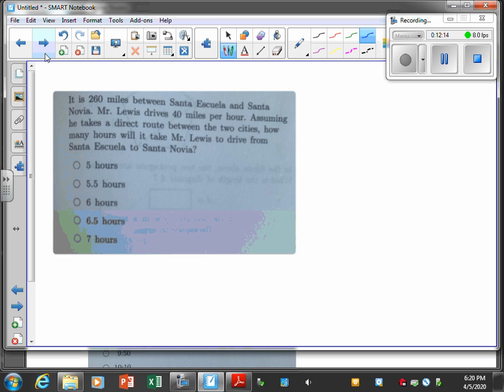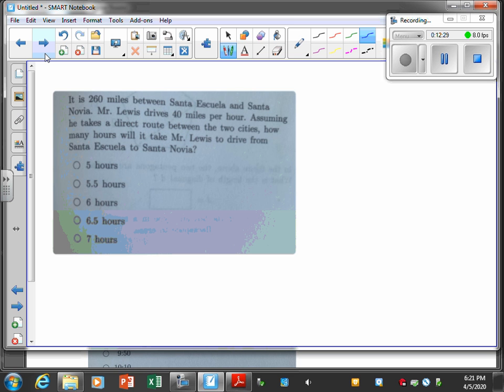260 miles between Santa Escula and Santa Novia. Mr. Lewis drives 40 miles per hour. Assuming he takes a direct route, how many hours does it take him to drive?